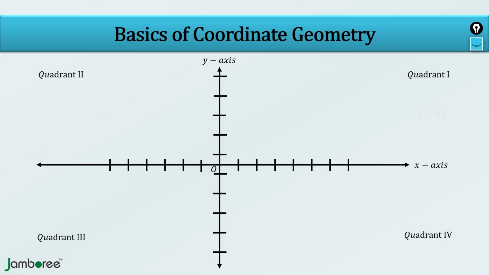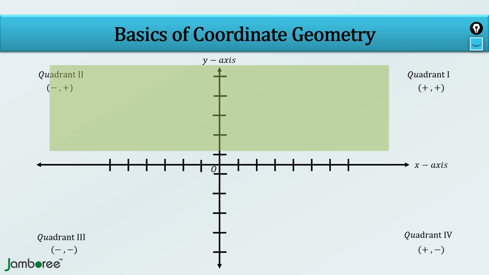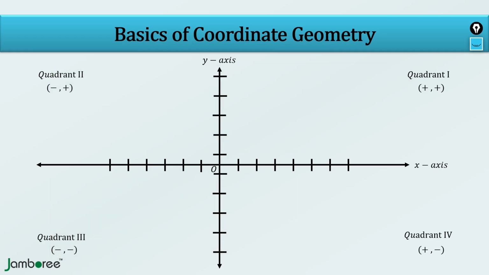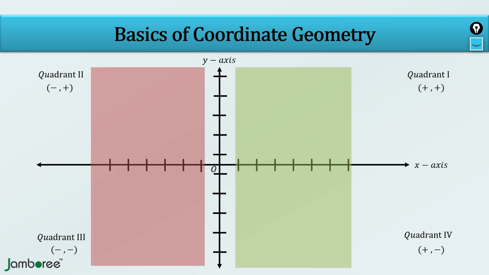In the first quadrant, both x and y are positive. In the second quadrant, x is negative and y is positive. In the third quadrant, both are negative, and in the fourth quadrant, x is positive and y is negative. So we can conclude that above the x-axis, y is always positive, and below the x-axis, y would be always negative. In the same track, we can say that on the right hand side of the y-axis, x is always positive, and on the left hand side of the y-axis, x would be always negative.